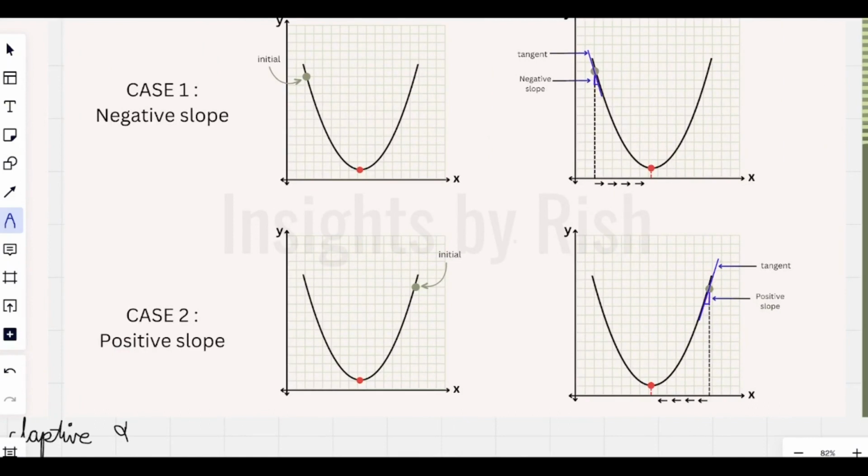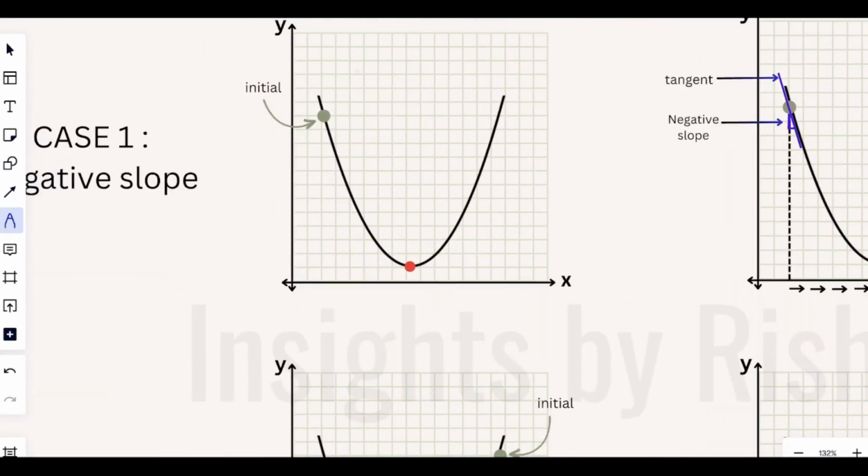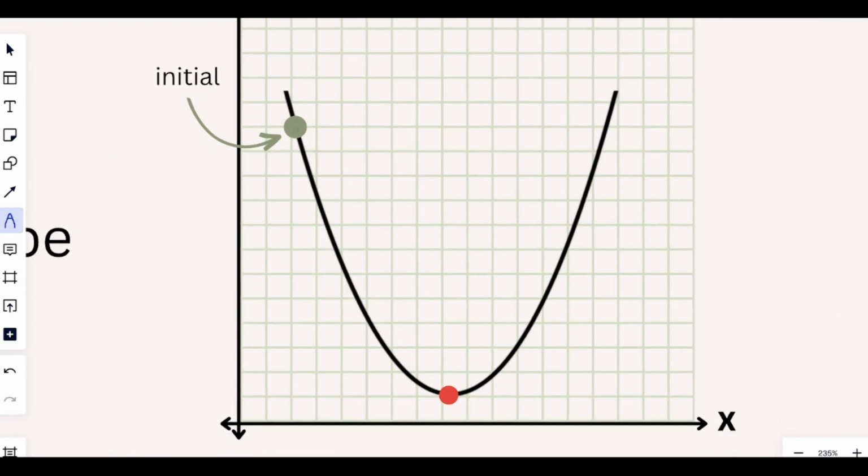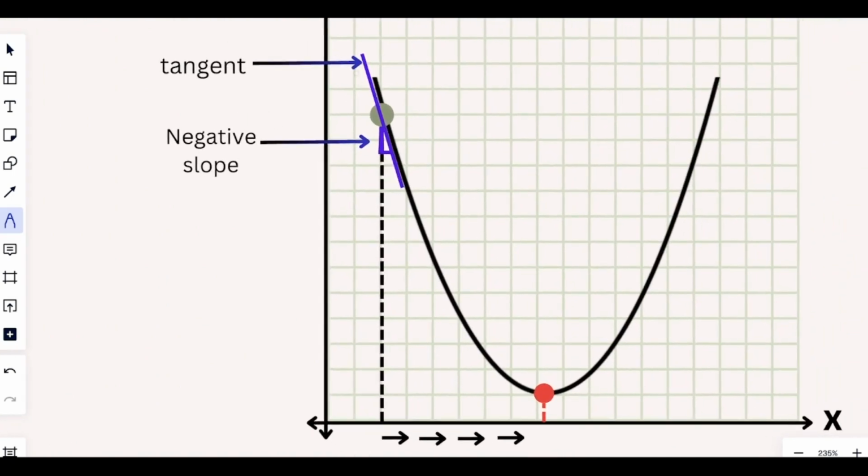Let us say that initially when you computed your cost function, your mean squared error, you are somewhere at this point, which means now you have to minimize your cost error and you have to reach this global minima. So at this point, your slope is negative. You draw the tangent, and when you take the slope, it is a negative slope, as I have drawn here. When you plot that onto this x-axis, this is where you are. Now in order to reach the global minima, you have to move in a forward direction here.